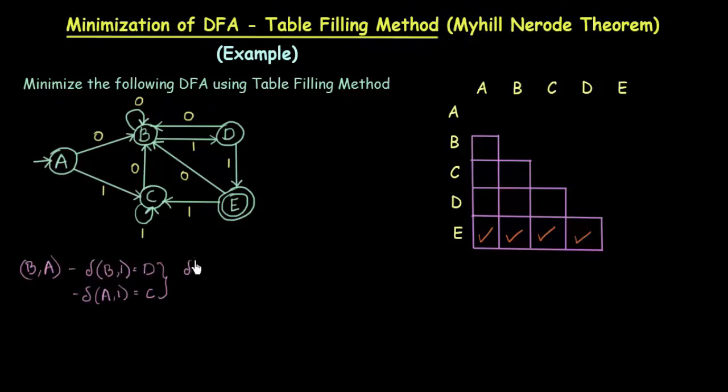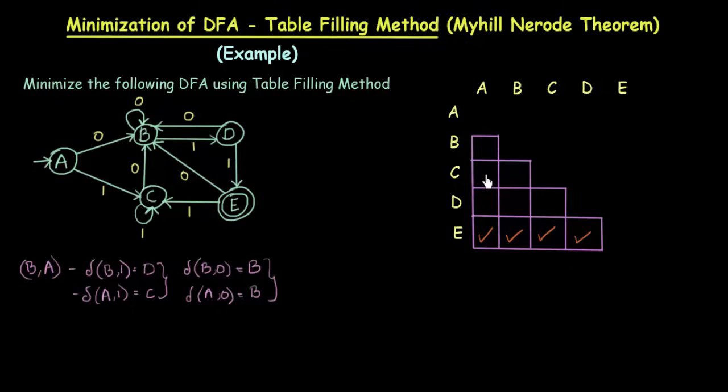Now I have checked for input 1. Now I have to check for input 0. B on input 0, where does it go? It goes to B itself. And A on input 0, where does it go? A goes to B. So we get this pair BB, and we see that there is no cell for BB. There is no BB in this table, so you don't have to do anything for this.